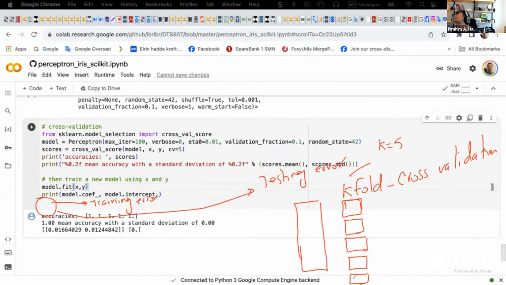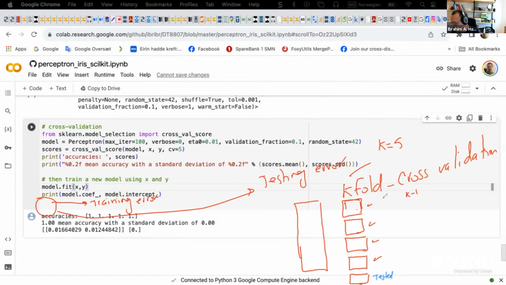We will train the model using k-1 folds. So for example, first I will train the model using this one, this one, this one, and this one, and it will be tested using this one. So I will train the model using k-1 folds, and it will be tested with the rest. And I will repeat this process k times.